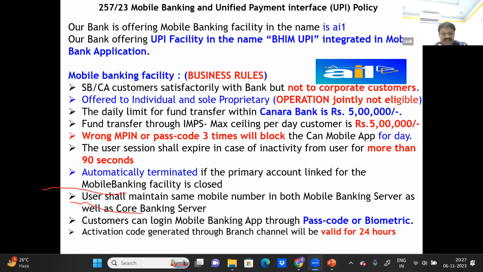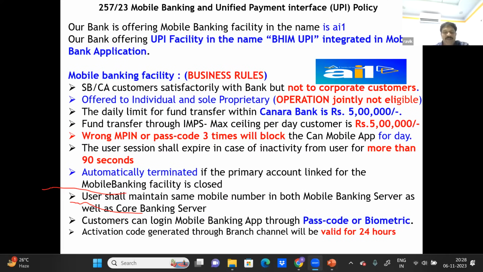In mobile banking facility, if 3 times you give a wrong password, that AI1 app will be blocked. 3 times is important. For all internet banking, anything, remember, 3 times wrong password means block. Okay. Then user session shall expire in case of inactivity from user for more than how much? If user is not using AI1 app, just he has opened the app, after how much time it will log out? Inactive 90 seconds. So this type of questions they will ask. If you are not reading the policy, you cannot answer. Okay. So mobile banking app is only active for 90 seconds.